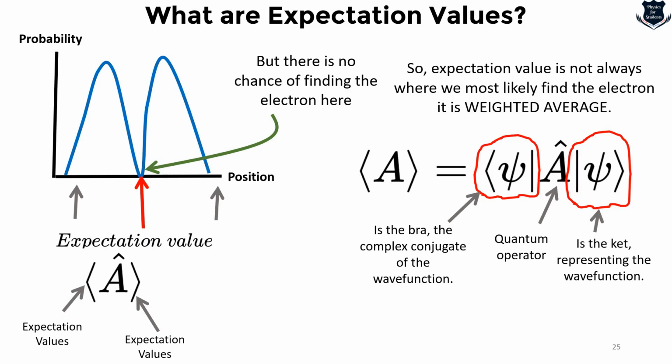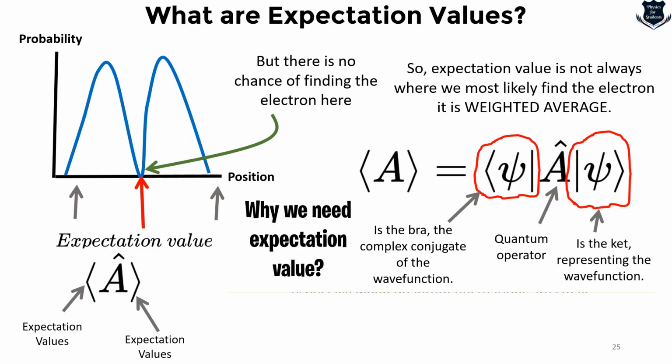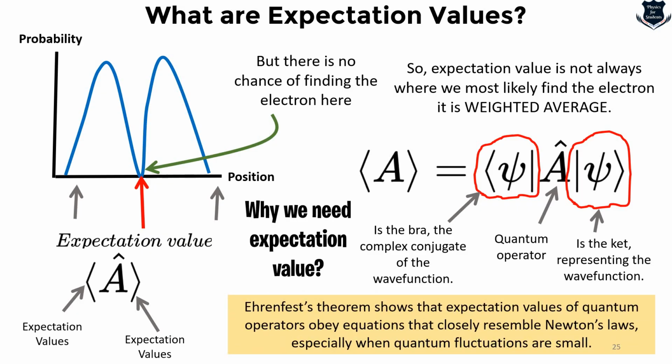So now the question is: we have seen that the expectation value is not where we can most likely find the electron, so why do we need expectation values at all? The answer is that in quantum mechanics there can be fluctuations due to the uncertainty principle, and the expectation values closely resemble Newton's law, especially when quantum fluctuations are small. So expectation values can lead to a lot of good calculations, and they give a meaningful understanding of the Ehrenfest theorem, because they give a better understanding of how these values perform classically, and this will become much clearer in the next part of our video.